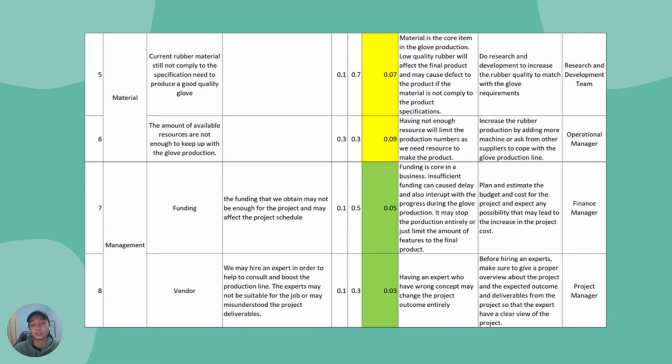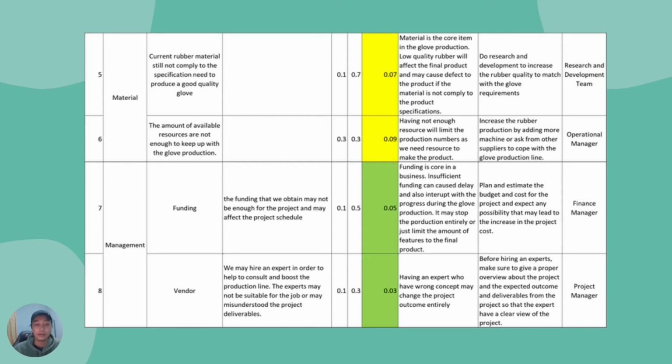Next, the amount of available resources are not enough to keep up with the glove production, so we rate this risk as 0.09, which is medium. This is because not having enough resources will limit the production numbers. Therefore, the operational manager will be in charge to increase the rubber production by adding more machines or asking from other suppliers to cope with the glove production line.